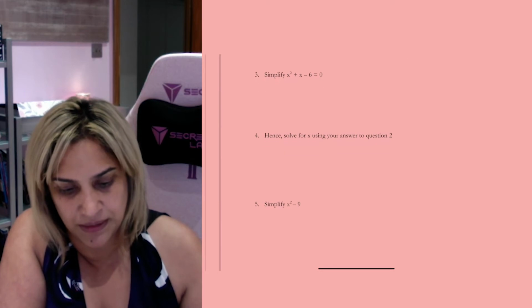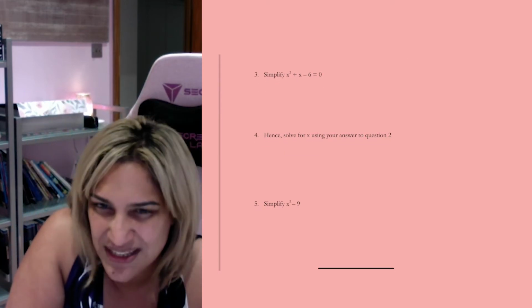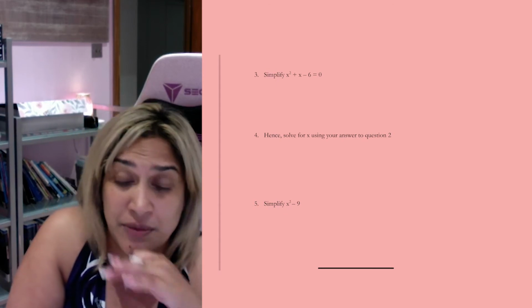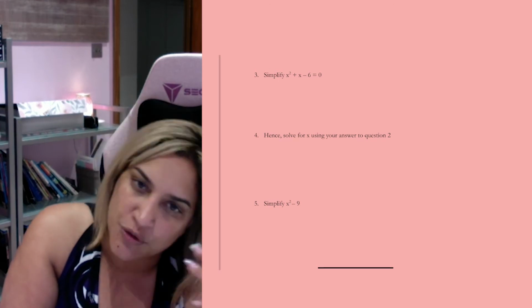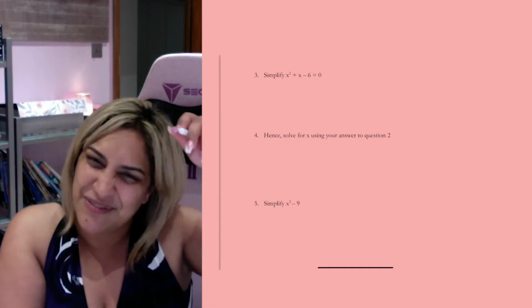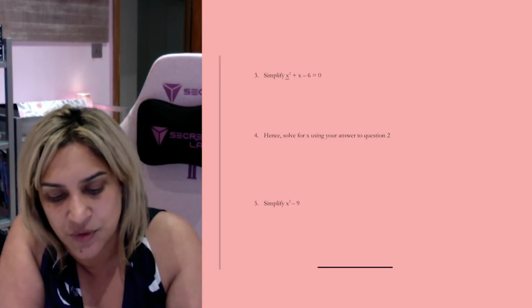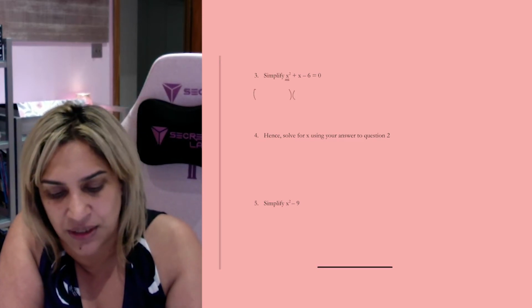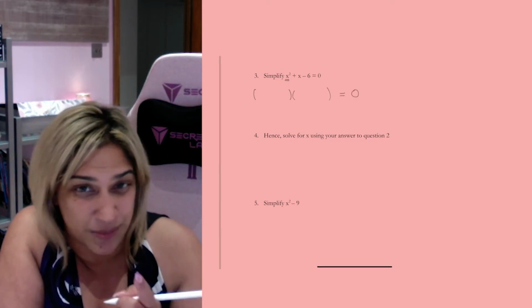Okay. Now we've got to simplify. So when we see a quadratic, simplify. Quadratic, by the way, means when you've got x to the power of 2. That's called a quadratic. You're going to end up with a smiley face if it's positive or a sad face if it's negative. So we've got x squared. The minute we see that, we think, okay, we need 2 brackets. And how are we going to go about doing that?